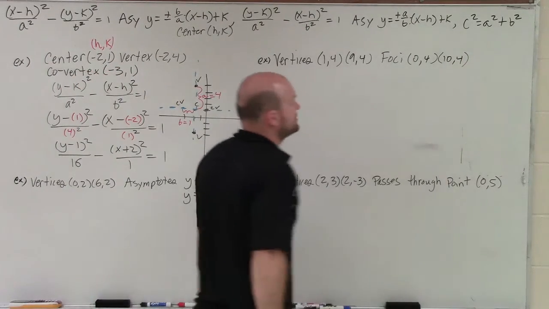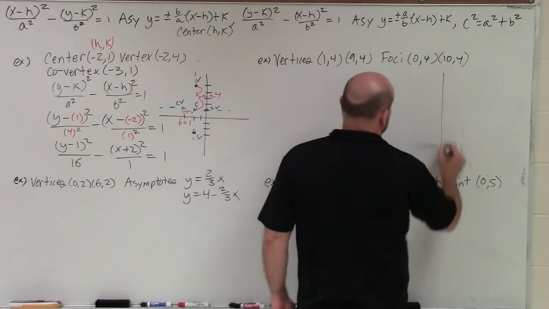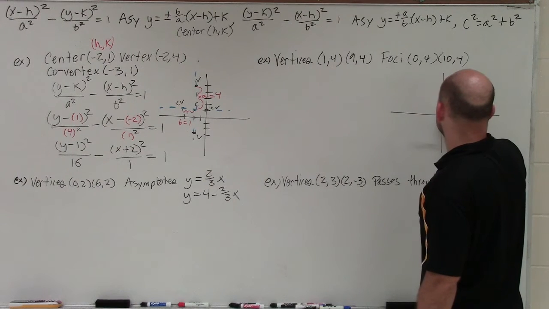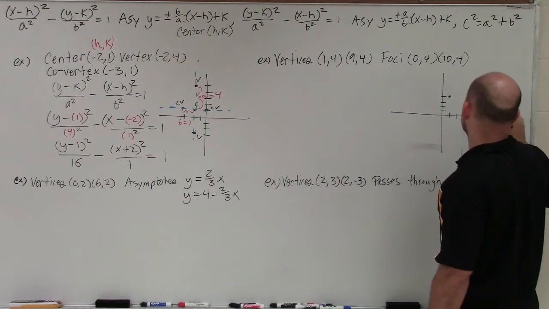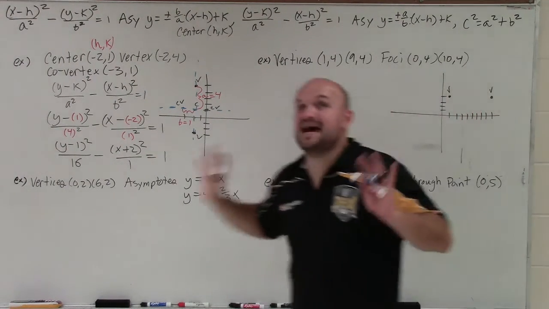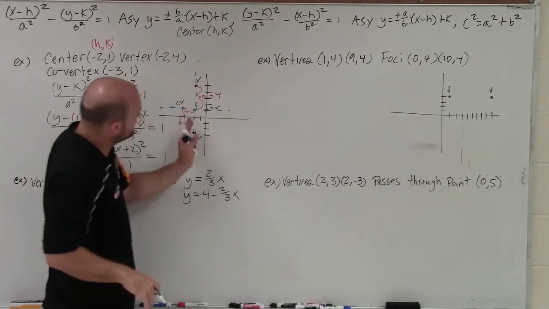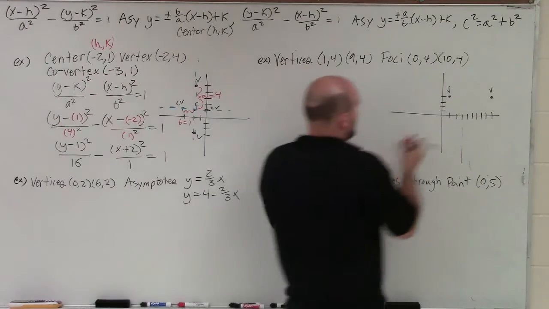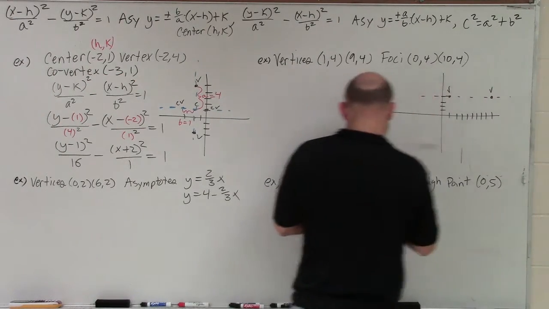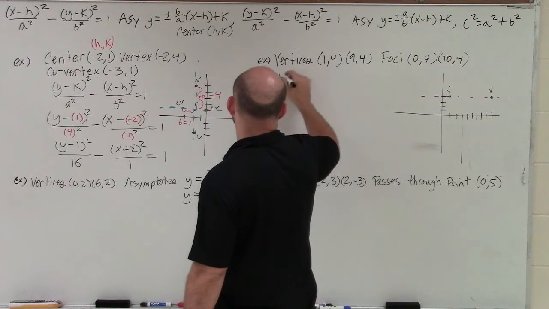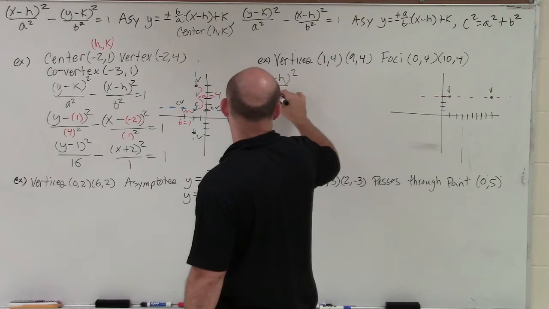So the first thing we're going to want to do is plot the information again that we are given. We're given our two vertices, which are at 1, 4 and 9, 4. 1, 2, 3, 4, 5, 6, 7, 8, 9. So there are your two vertices. Automatically, I can just stop right here. When my one vertex was above my center, I knew it was a vertical transverse axis. Now I know that I'm going to have a horizontal transverse axis. So I can immediately go to this equation and start writing it down before I forget which equation to use.